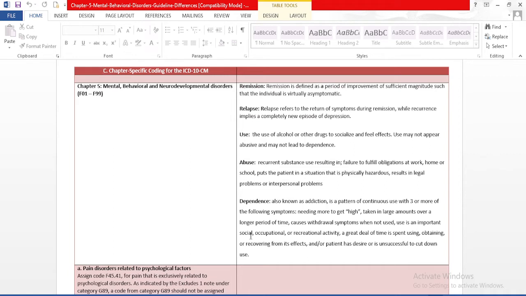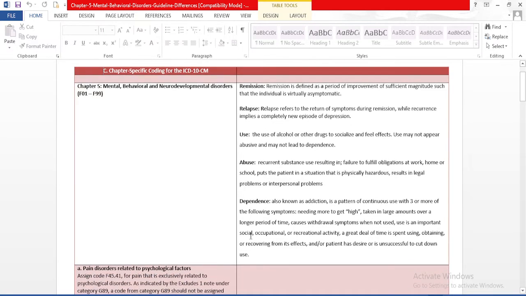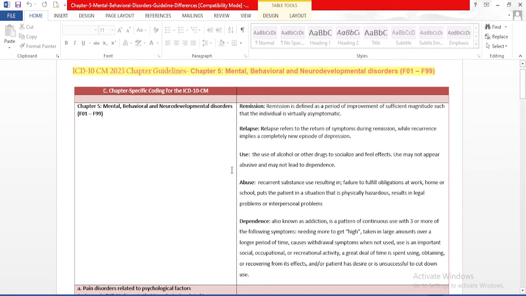Guys, whenever we learn a new chapter in ICD-10-CM, we need to learn the basic terminology related to that section. So in this section, we are going to learn a few keywords which are related to mental, behavioral and neurodevelopmental disorders, which are very essential to understand before going into the guidelines.